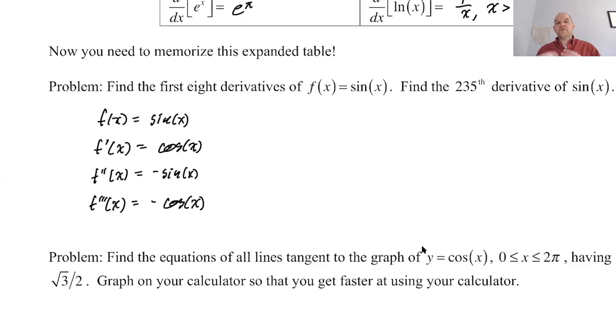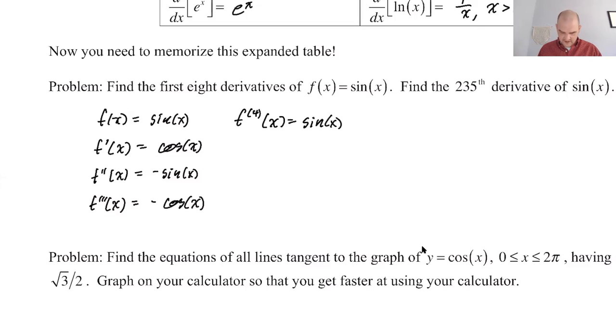Okay, now the fourth derivative, you don't use primes anymore. You switch to f and you put the 4 in parentheses, to distinguish it from an exponent. It's not an exponent, it's telling you to take the derivative 4 times. The fourth derivative is the negative of the derivative of cosine. The derivative of cosine is negative sine, so it's negative negative sine, which is just sine of x.